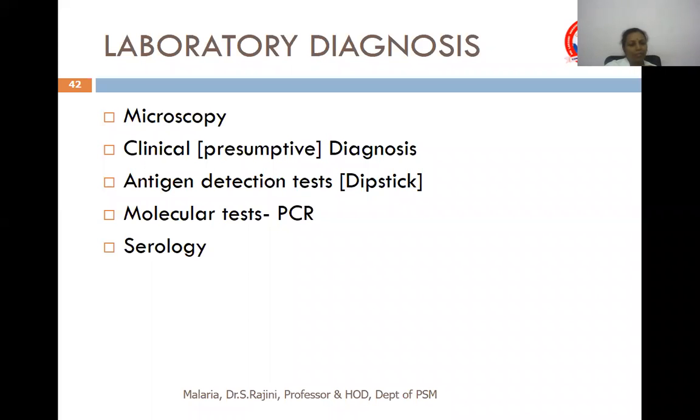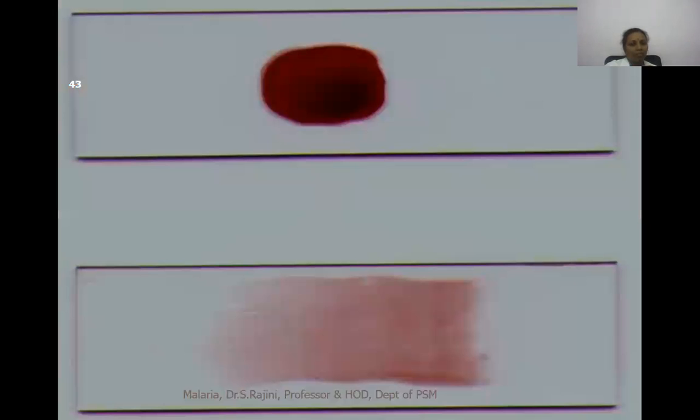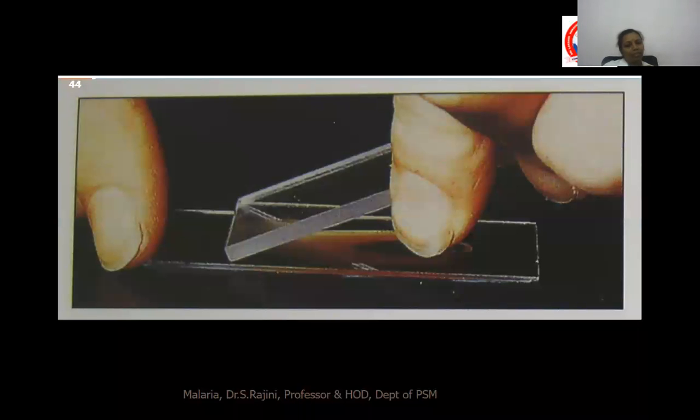Laboratory diagnosis. How are we going to diagnose? The blood smear, which is a thick and thin blood smear. The clinical diagnosis, antigen protein test, PCR test, and serological test, by which we can diagnose the infection. Here we can find the parasite and the density of the parasite. So what is the parasite which causes the infection, and what is the density of the parasite, Plasmodium. This is how we make the slide.